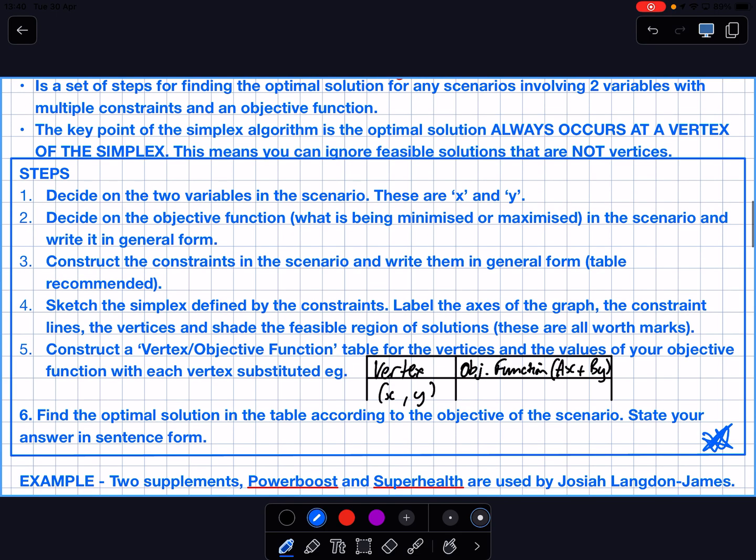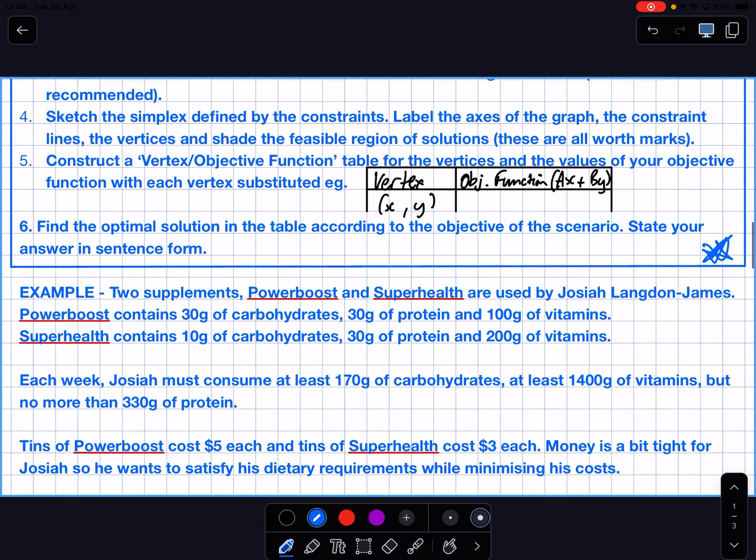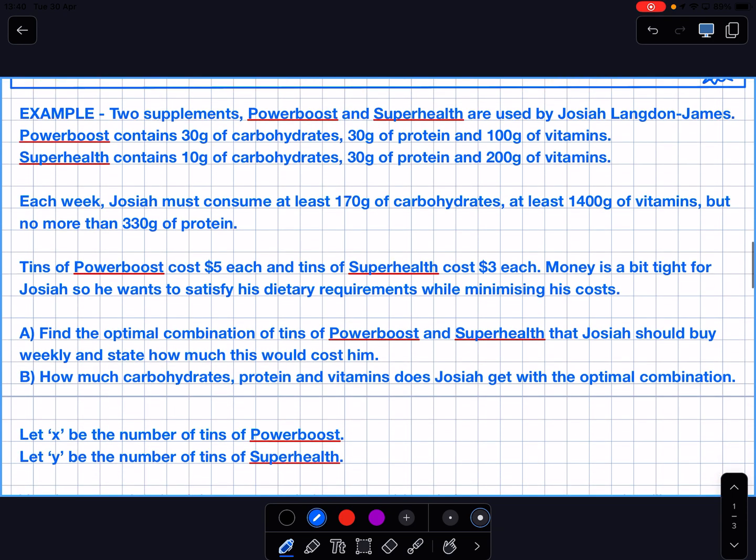All right. Let's try these 6 steps. All right, two supplements, Power Boost and Super Health, are used by Josiah Langdon James. Power Boost contains 30 grams of carbs, 30 grams of protein, 100 grams of vitamins. Super Health contains 10 grams of carbs, 30 grams of protein, 200 grams of vitamins.